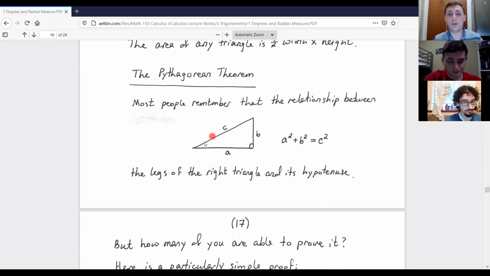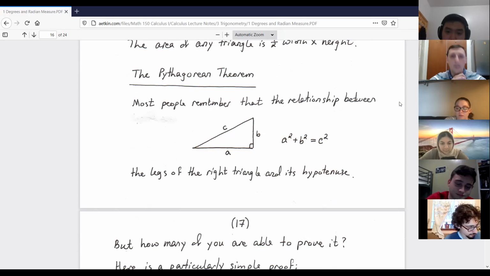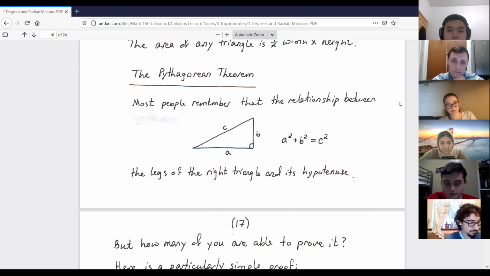So here is the Pythagorean theorem. If you take a right triangle and it has legs A and B and hypotenuse C, the relationship between them is a squared plus b squared is equal to c squared. Yes? Now, can you guess what question I'm going to ask you? I'm sure you can. I'm predictable. Exactly. Why?